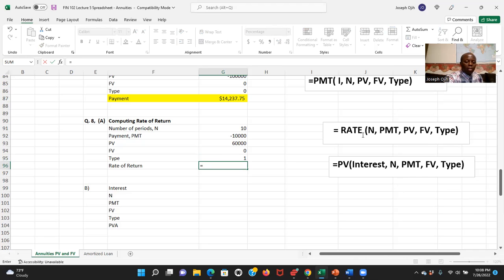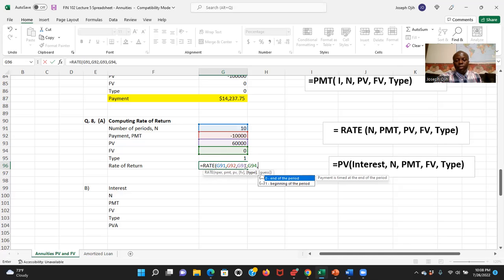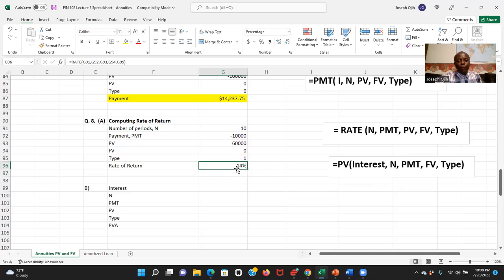Type in rate, opening parenthesis. Number of periods is 10 years, comma. Payment is negative 10,000, comma. Present value is 60,000, comma. Future value is 0, because there's no future value. Type is for end or beginning of the period, so you're going to put 1, not 0. Close the parenthesis, press the enter key. I like to make it 2 decimal places, so I'm going to increase decimal. So he's making 13.7% from you, because he will be collecting this $10,000 payment every year. So he'll be receiving 100,000, but he bought it from you for 60,000. Remember, this is compound interest. So this answers part A of the question.